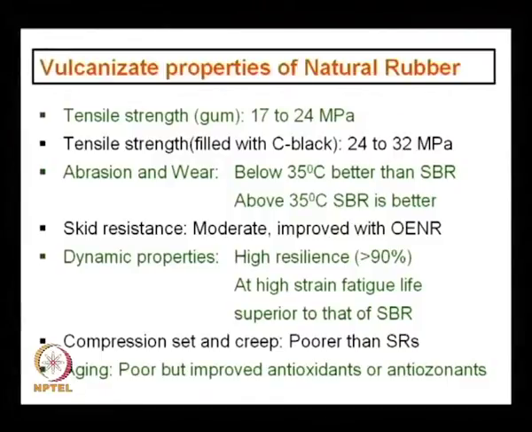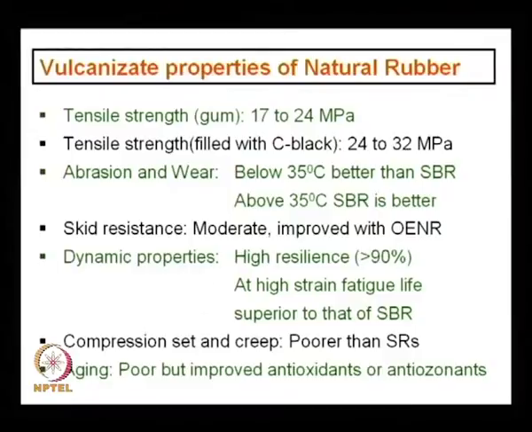For improved skid resistance, sometimes oil-extended natural rubber is used, and there is actually a science underlying this. To explain it needs more time. If you really want to know that science, you can discuss it with me outside this class, and I will help you.